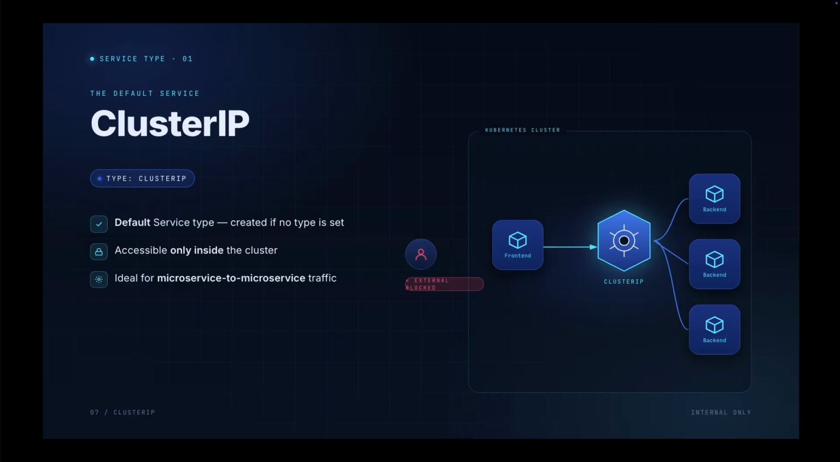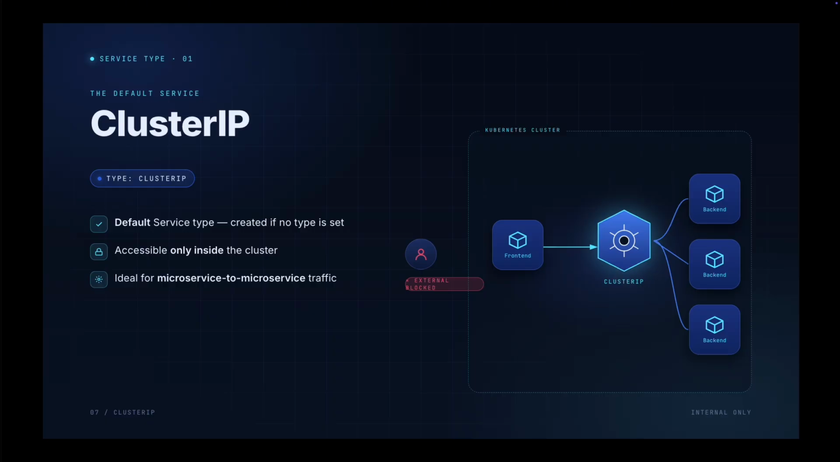For example, a front-end application might need to call a back-end API. Instead of connecting directly to individual pods, the front-end sends requests to a ClusterIP service. The service then routes traffic to one of the back-end pods available. This provides a stable endpoint while allowing pods to be created, deleted, or replaced without affecting the application. Because of this, ClusterIP is the most common service type in microservices architectures.